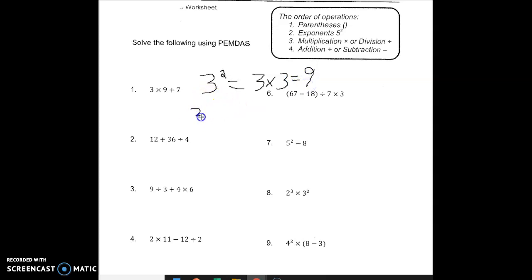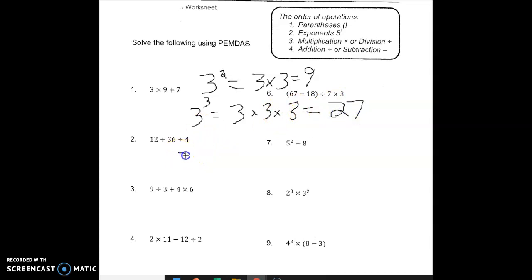Now let's say I had 3 to the third power. Again, this is not 3 times 3. This is actually saying take 3, the base, the big number, times itself 3 times. So 3 times 3 times 3. 3 times 3 is 9. 9 times 3 is 27.